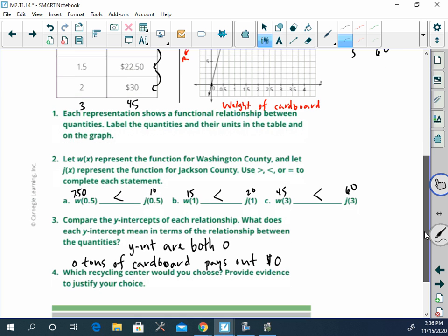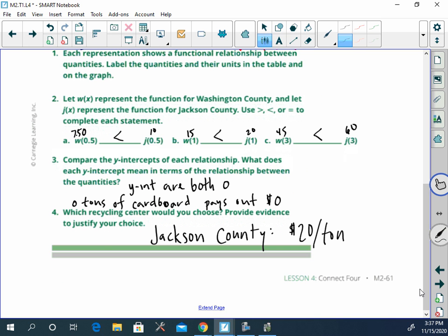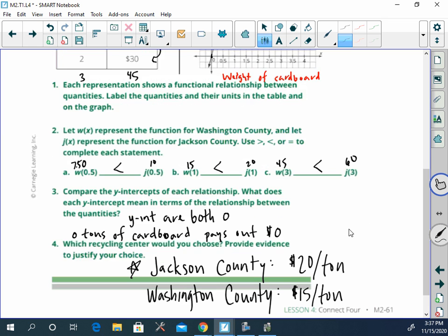And that says, which recycling center would you choose? So we're going to go ahead and say Jackson County. And provide evidence. They're paying $20 per ton, where when we looked at Washington County, it was only 15. So this is the one that we would choose, just to make it clear, okay? All right, and that's all we're going to do for lesson 4.